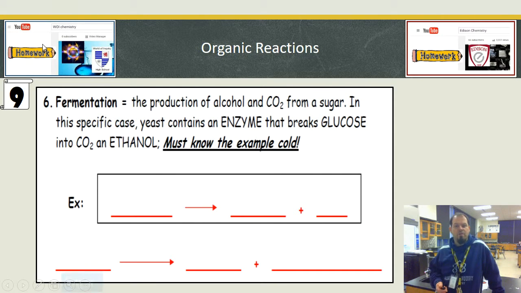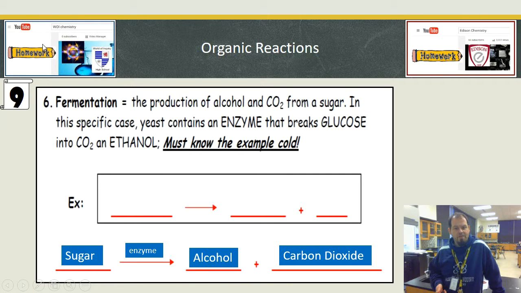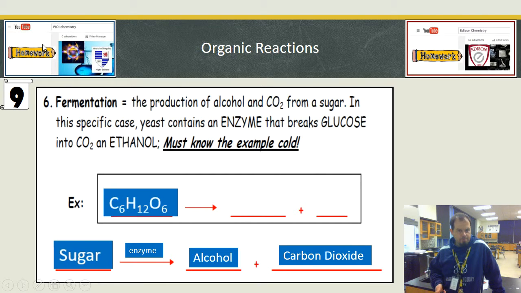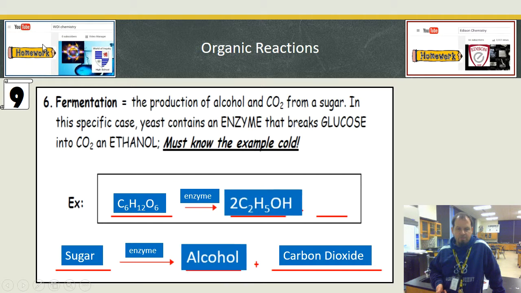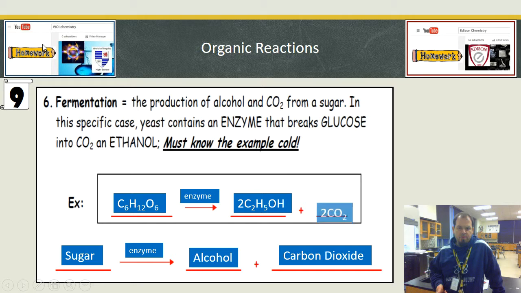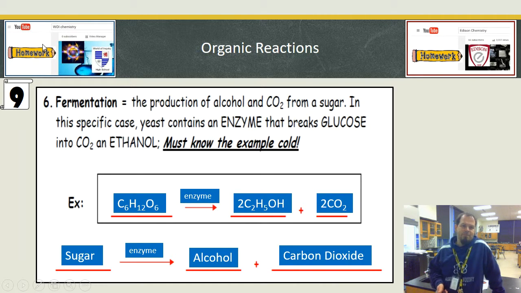Fermentation, one of my other favorites. This is making alcohol. You need to know that fermentation makes alcohol. So if I take sugar and hit it with an enzyme, I will make alcohol and carbon dioxide. Cool. So here's sugar, glucose. We need ourselves an enzyme. And then I can make from that alcohol, and this is an ethanol with carbon dioxide. And ooh, this one I balanced. Okay. So fermentation, you need to know, makes alcohol.